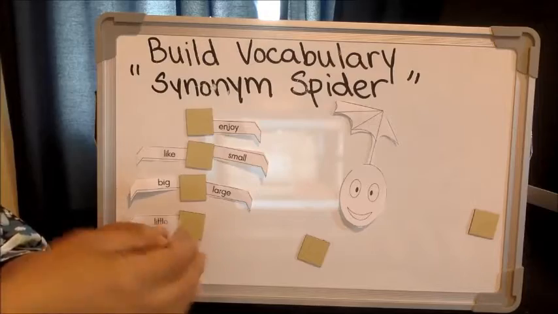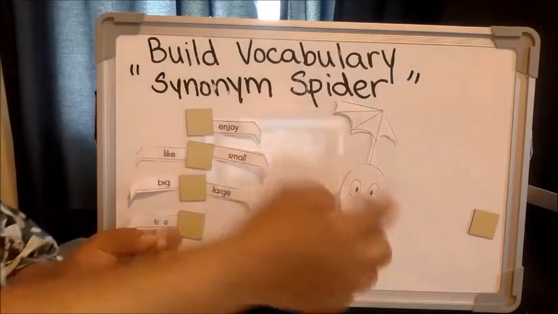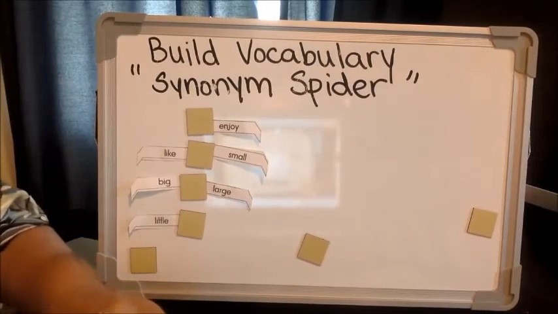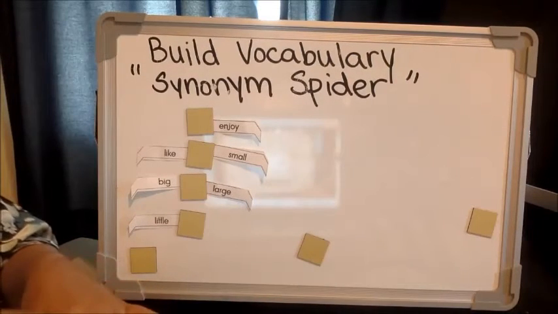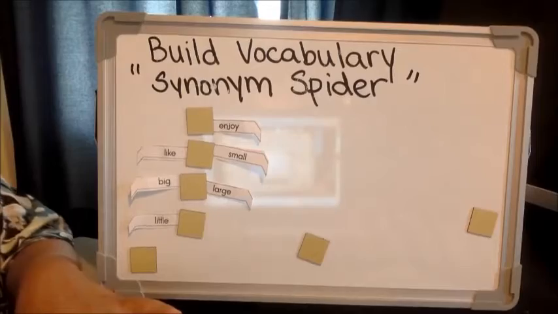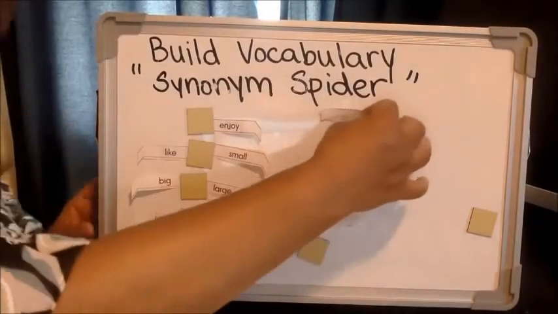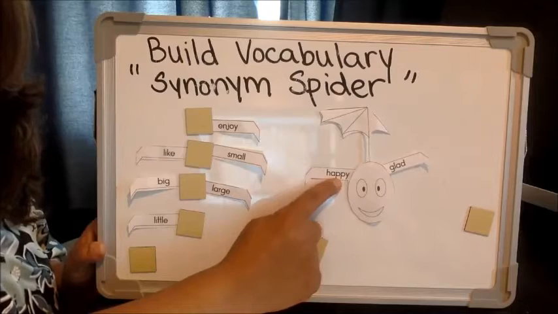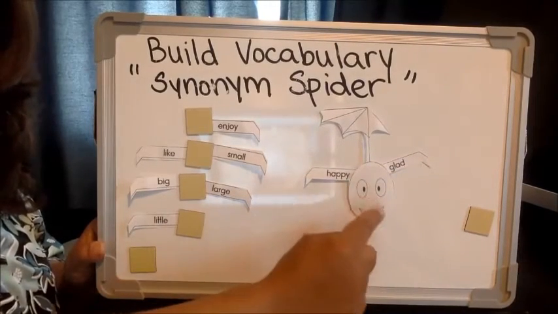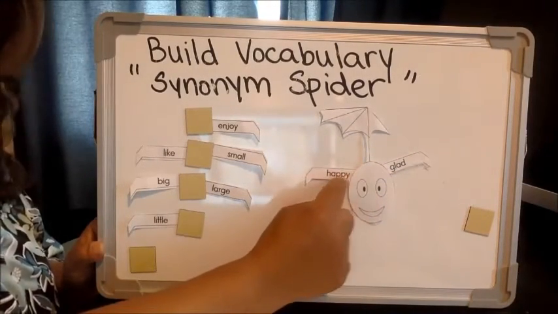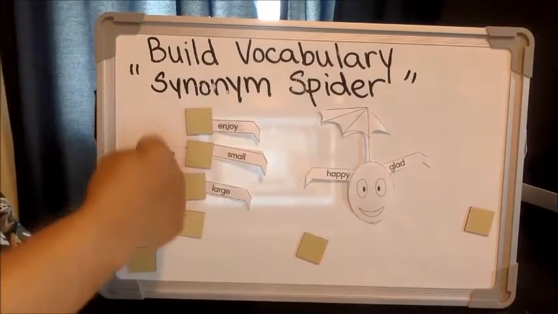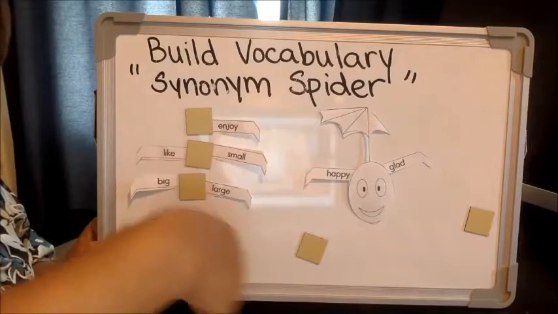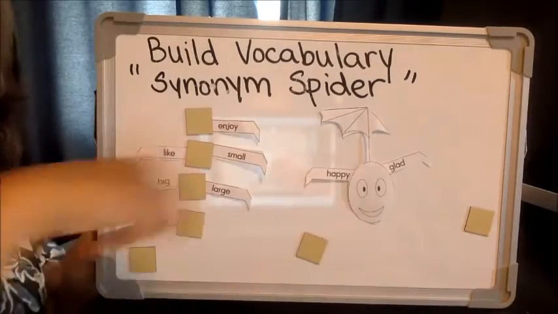So once you have that, you can have the child either glue or tape, whatever materials you have available to you at home, glue or tape that. So that's our first set of synonym spider legs, happy and glad. Then you would repeat the process until you have all 8 legs attached to the spider.